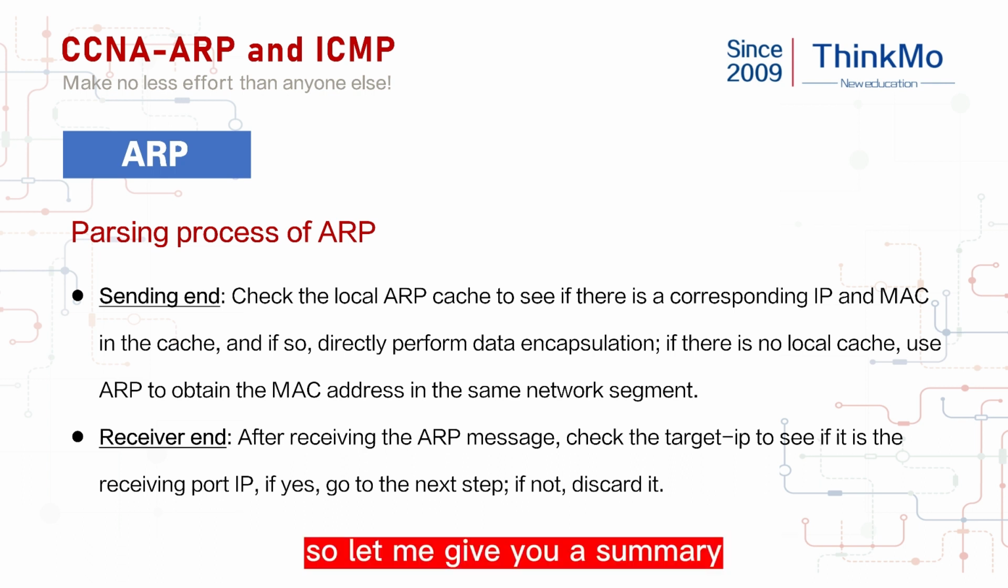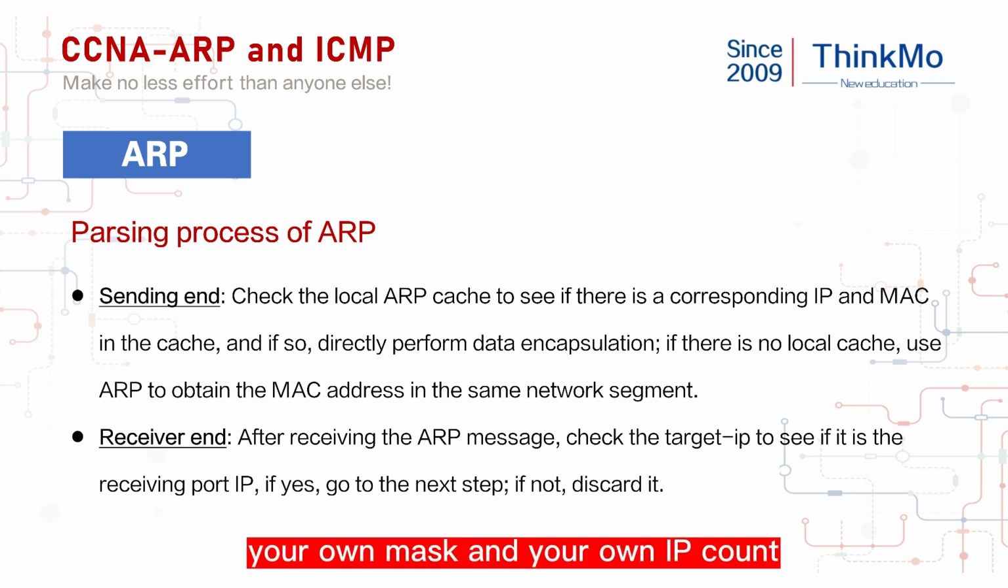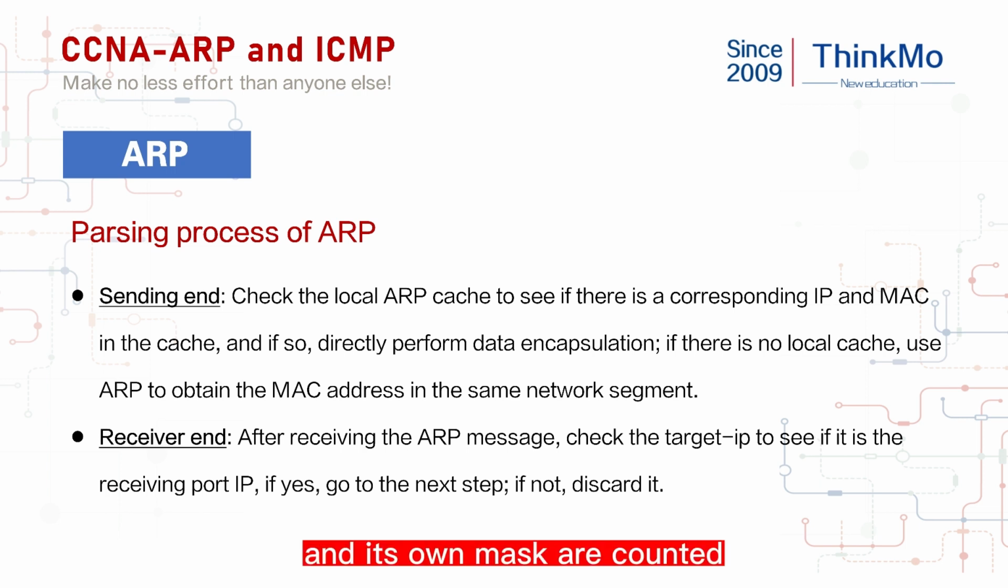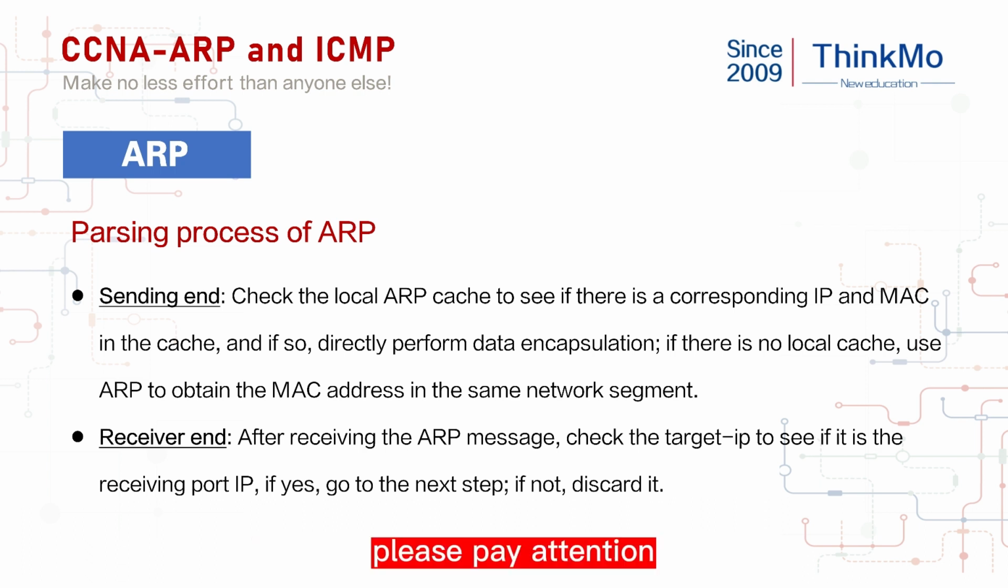So let me give you a summary of the process I just talked about. If the PC now communicates with the peer, it will compare: is the IP address of the peer end suitable for you to be on the same network segment? The way to compare is your own mask and your own IP count as your own network segment. The other party's IP and its own mask are counted as the other party's network segment. Please pay attention. What we just said. They work out the same. They go through. But if it's not the same.